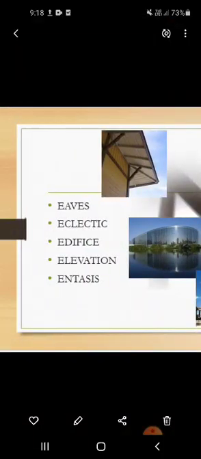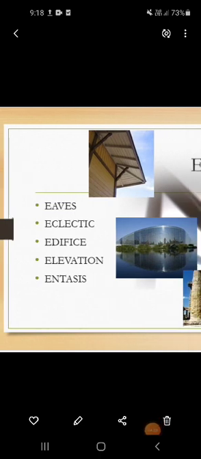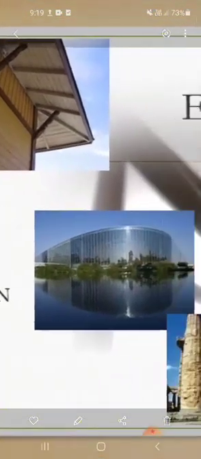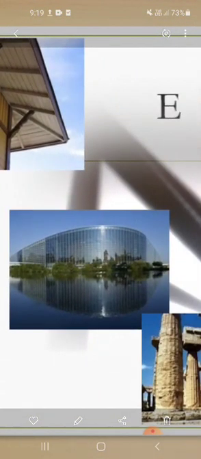The next word is edifice. So, what do you mean by edifice? Edifice is a permanent building or structure with an imposing appearance or size. An edifice is similar in meaning to the term building but suggests something grander and much more impressive. So you can say that all or most of the skyscrapers are edifices, and this is an example of an edifice.